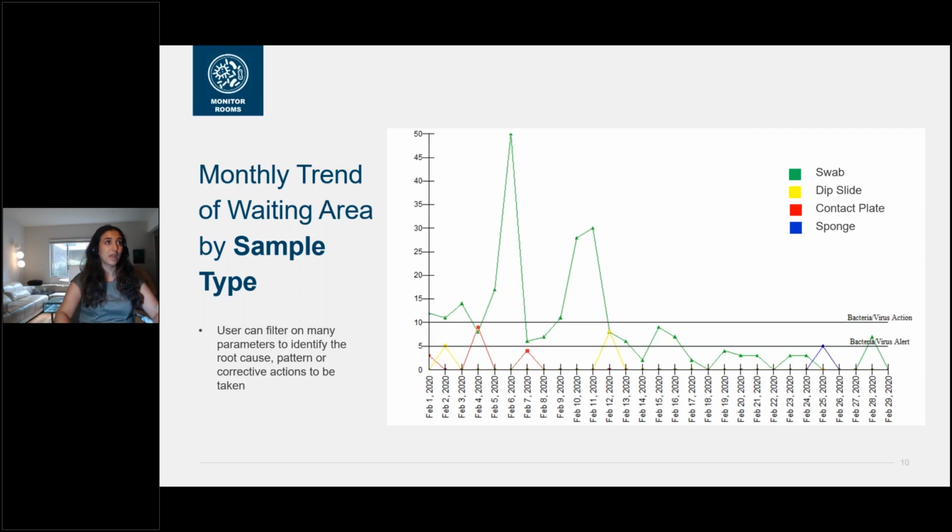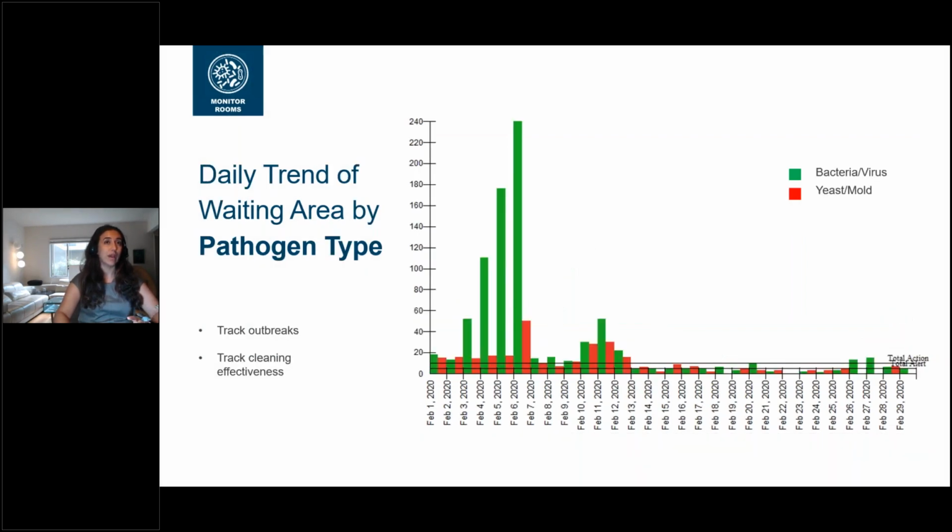and to see whether those corrective actions are effective. You can trend by multiple different factors. So you can isolate specific parameters such as a specific area. You can look at specific persons taking the sampling, and we'll get through that through some examples here. So we're basically tracking these outbreaks and tracking cleaning effectiveness through graphing this, for example. You see our peak on February 6th.